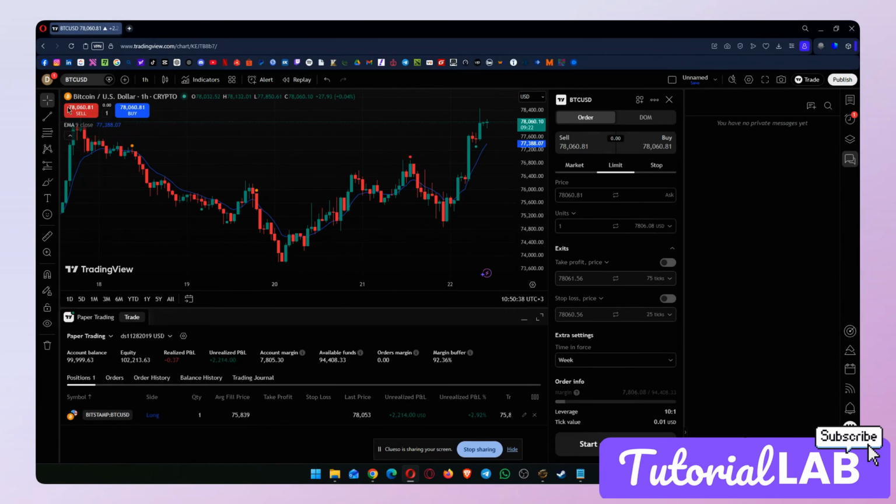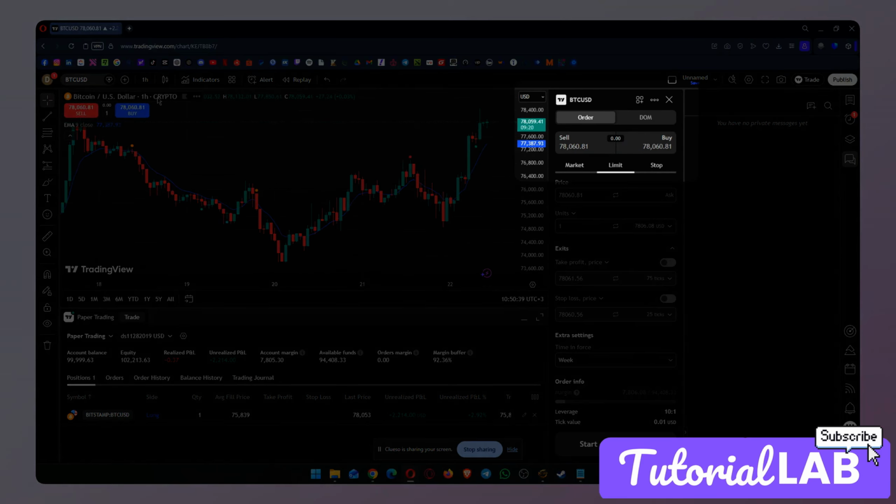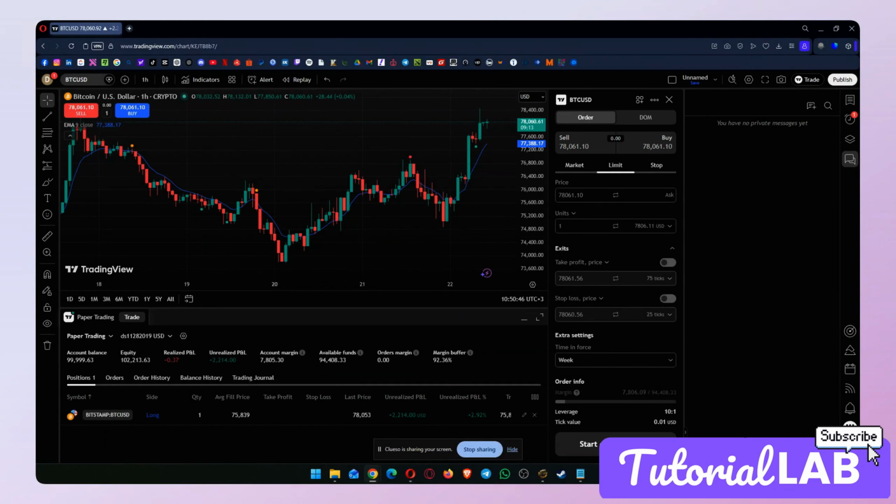As we can see, the trade panel is now ready. We can buy or sell based on our trading decision. That's how we trade Bitcoin directly in Tradingview. With this setup, we can combine powerful chart analysis with real-time trade execution.